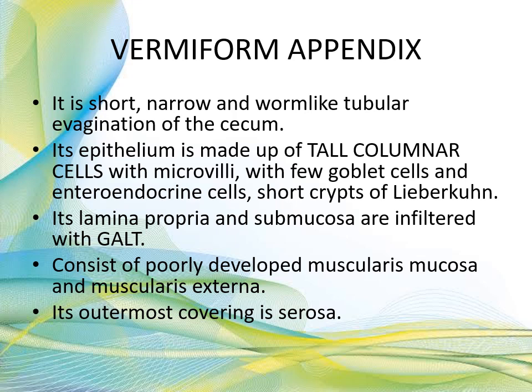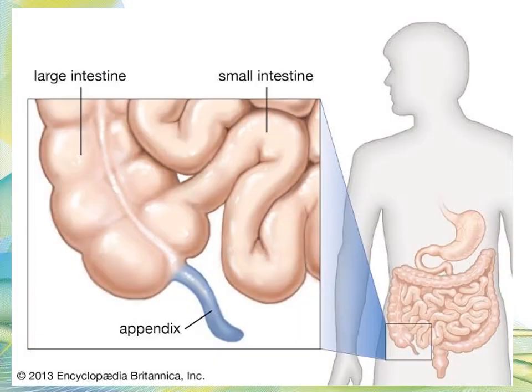So the vermiform appendix, it is a short, narrow, worm-like tubular evagination of the cecum. Its epithelium is made up of tall, columnar cells. So ito yung appendix.